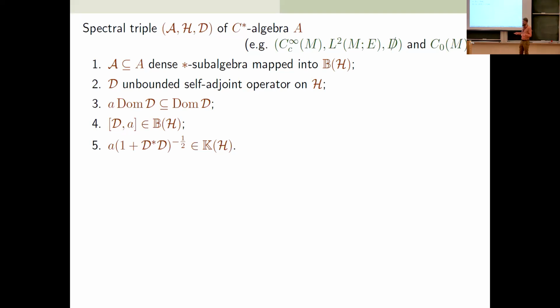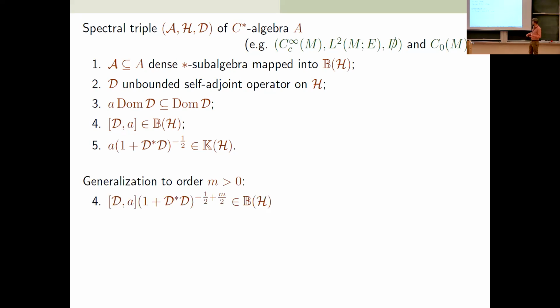So we want to generalize this a bit to do higher order. What could we do then? We have to change this number 4 to something else. This is a way to do it: basically, we have the commutator, and then we drag it down m-1 orders using this resolvent. This is not originally from me, but yeah.